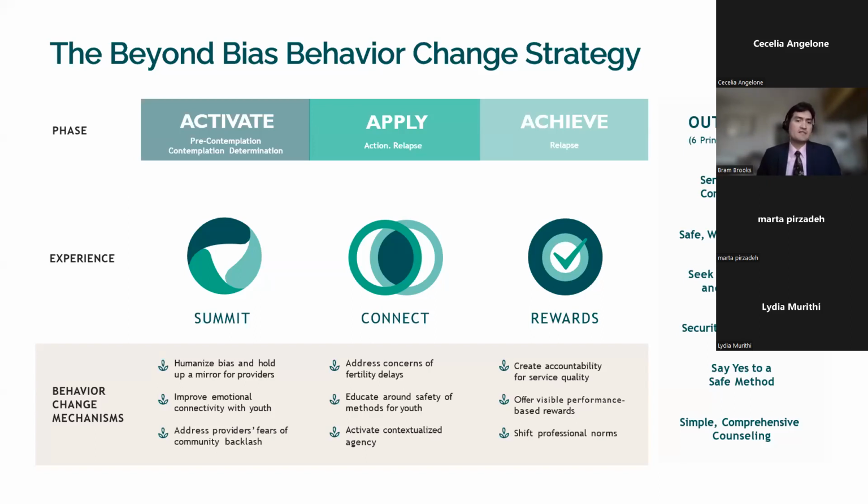If the intervention is implemented and designed as planned, we should see providers applying sensitive communication, providing a safe and welcoming space, working with youth to seek understanding and agreement, ensuring security of information, respecting the client's decision to say yes to a safe method, and offering simple and comprehensive counseling. Let's now see what the Beyond Bias intervention looks like in the real world.